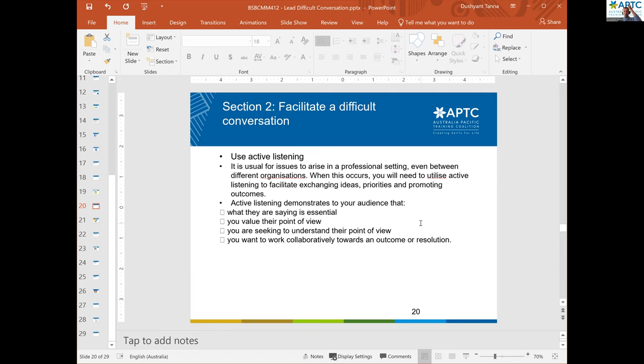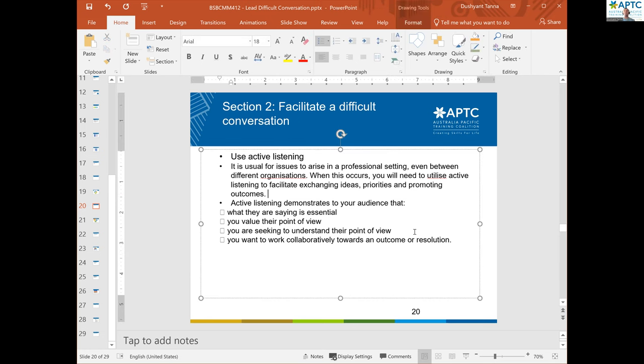Okay. Next important skill is active listening. It's usual for an issue to arise in a professional setting, even between different organizations. When this occurs, you will need to utilize active listening to facilitate exchanging ideas, priorities, and promoting outcomes. Active listening demonstrates to your audience that what you are saying is essential, you value their point of view, you are seeking to understand their point of view, and you want to work collaboratively towards a resolution or outcome.